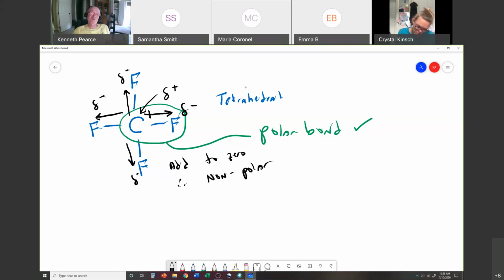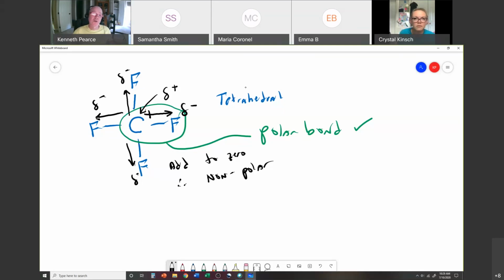The bonds themselves between the carbon and the fluorines are very polar. They are very polar, the C-F bonds, but the whole molecule is nonpolar. All right. So my point of this first, very simple molecule is that you can have polar bonds and have a nonpolar molecule. Okay, don't get the two confused. Polar bonds are between pairs of atoms. Polar molecules, you have to add everything up.